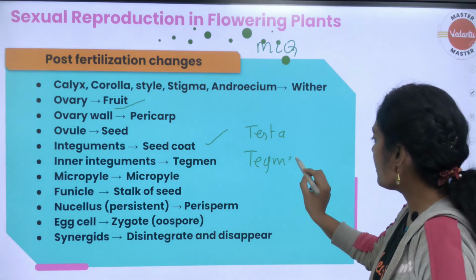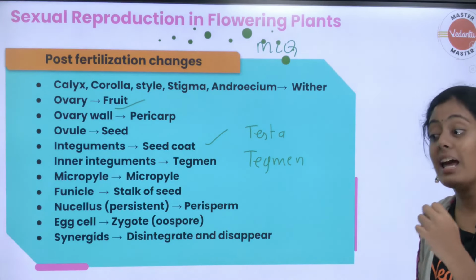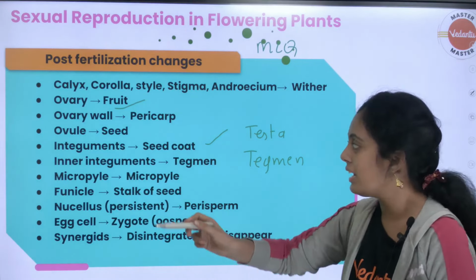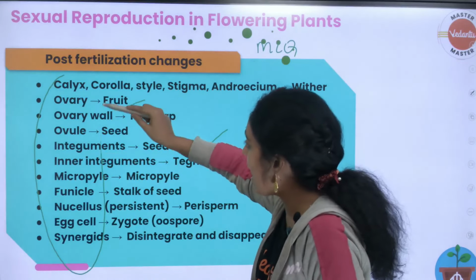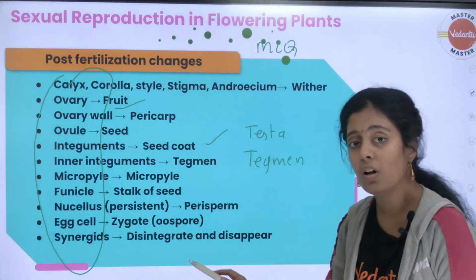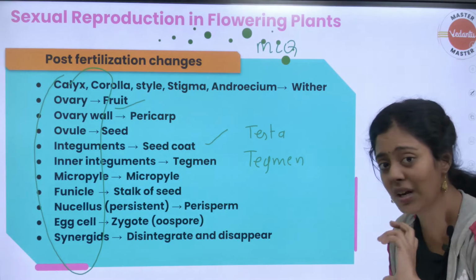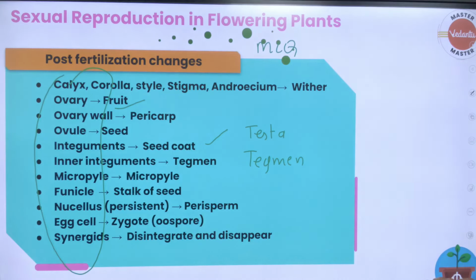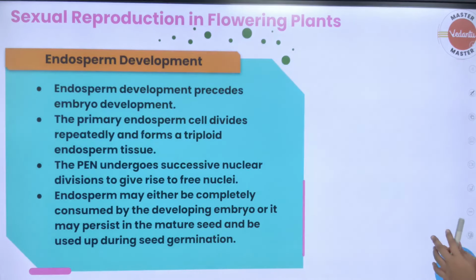The inner integuments will develop into tegmen. Then I have my micropyle which will remain as micropyle. Funicle, what are these? These are the parts. Okay, the egg cell will develop into zygote. Okay, then the zygote is the one which is going to develop into the entire plant later on. Synergids will disintegrate and disappear.